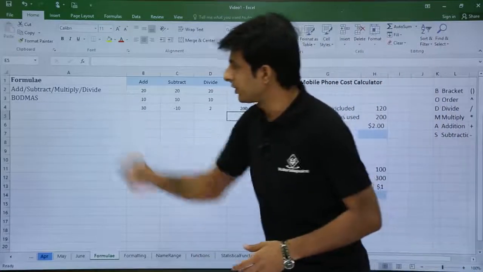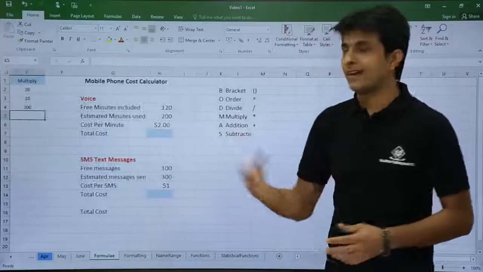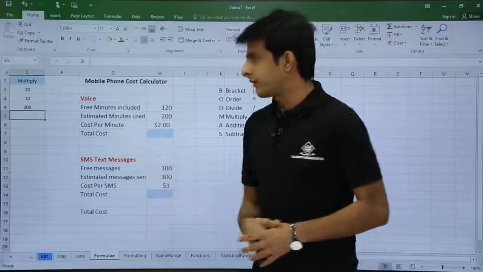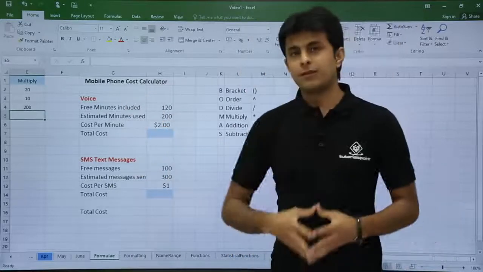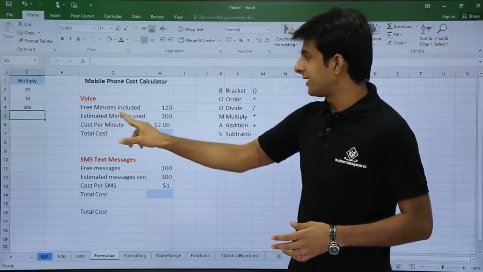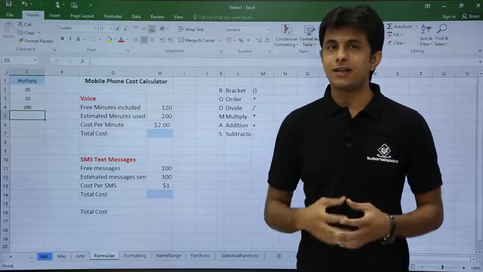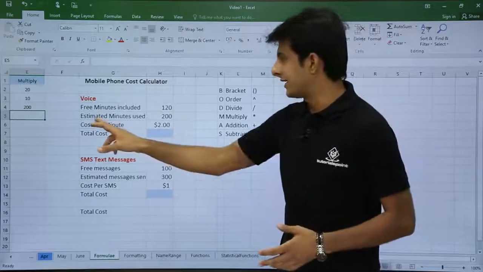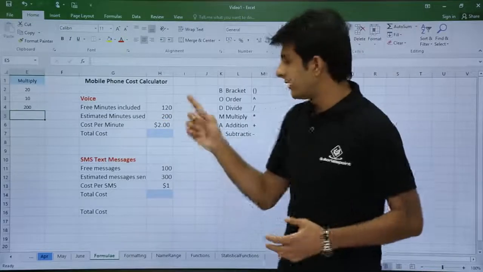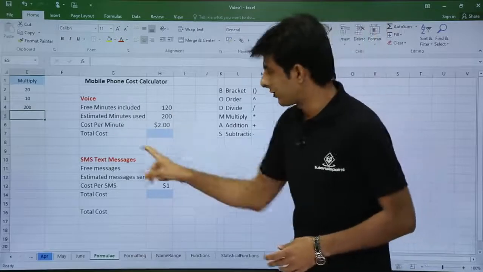Next, we have something known as BODMAS. Now I will show an example of what exactly BODMAS is. This is a mobile phone cost calculator. Let's say some company is offering me some voice call. The free minutes included in my pack is 120 minutes, but I usually use more than that. The estimated minutes is 200 in a month. If I use more than 120 minutes, I'll get a cost of $2 per minute. So, that is the scenario given here.